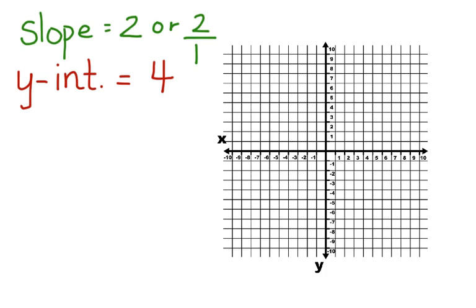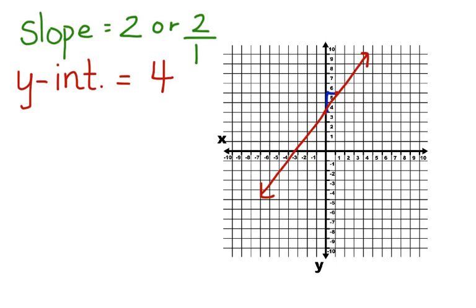We can start by graphing the y-intercept, and that is always the best place to start. Let's graph it. Now this is a positive slope, so starting at the y-intercept, we are going to go up 2, that's our rise, and over 1. Now we can graph the line. Here is the graph of the equation.